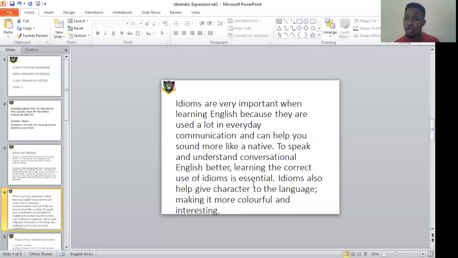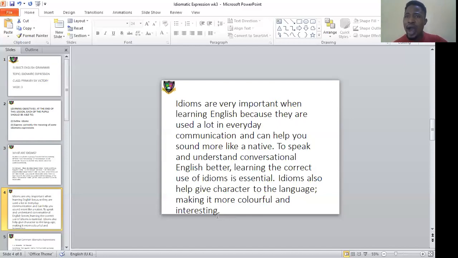To speak and understand conversational English better, learning the correct use of idioms is essential. If you must speak good English, if you must spice up your speaking of English in conversation and make it very eloquent, you have to use some idiomatic expressions. Idioms also help give character to the language, making it more colorful and interesting.